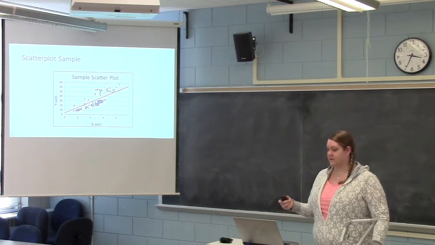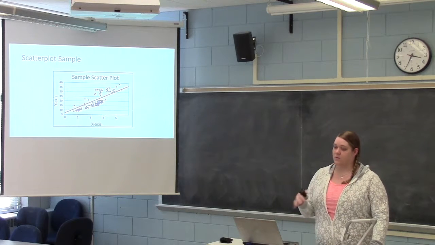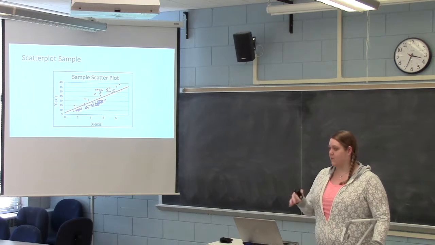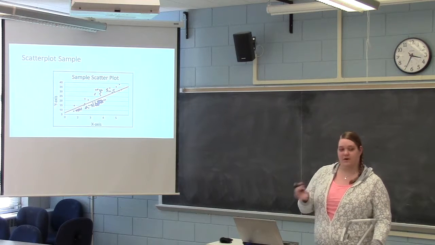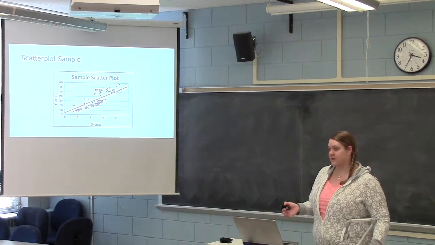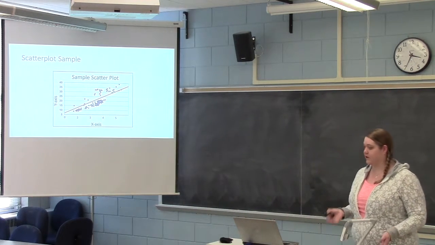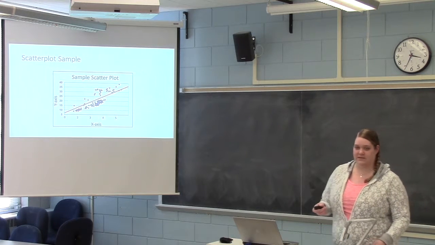So through the rest of the talk, I'll go through the points of the scatter plot, what the x and y-axis mean, and then I'll go through what correlation looks like on a scatter plot, whether it's positive, negative, or none. And then I'll go through a really easy example.